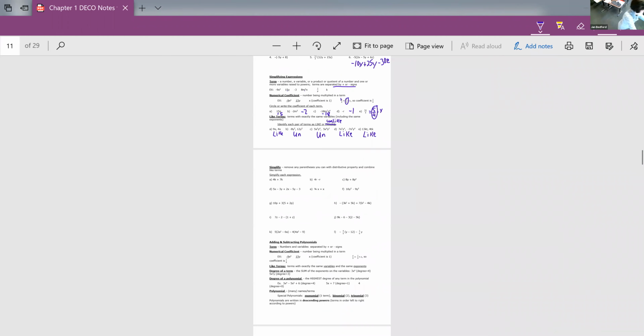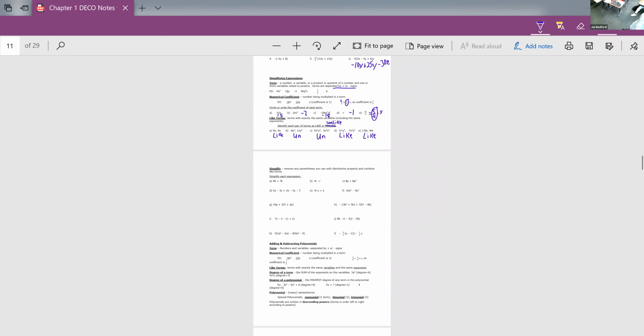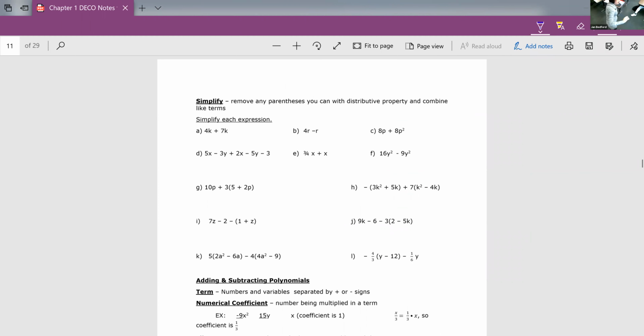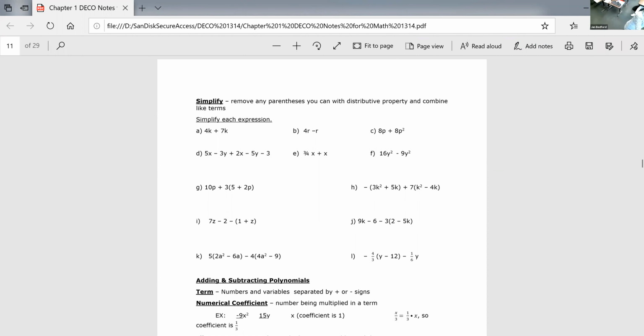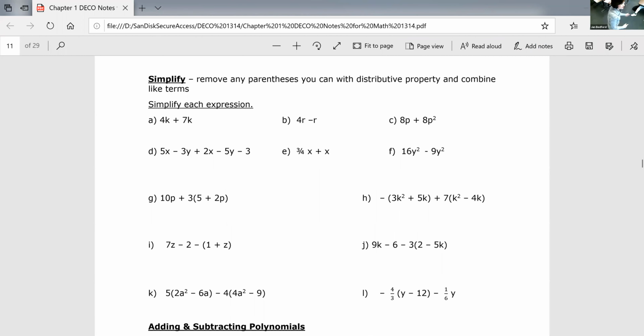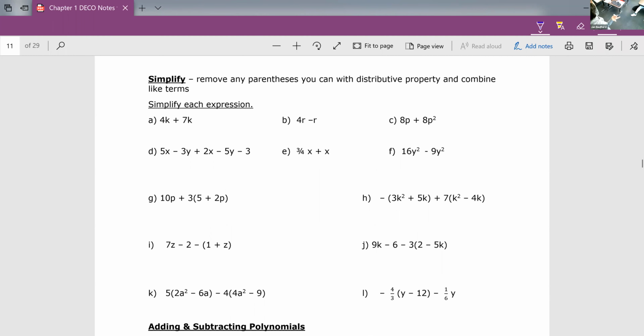Let's spread this back out. Now, if we're going to simplify, we want to remove any parentheses that you can by using the distributive property and combining like terms. So now this is why we need to recognize like terms, because if we have them, we want to combine them and simplify. So would you agree that 4K and 7K are like, or are they unlike? They're like. That means I can combine them.